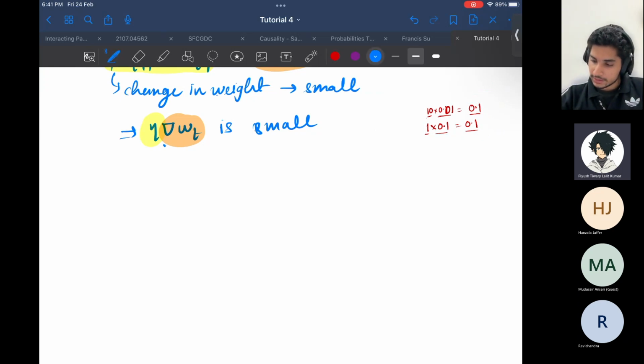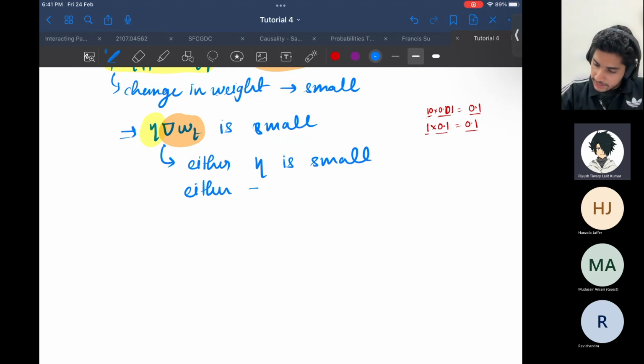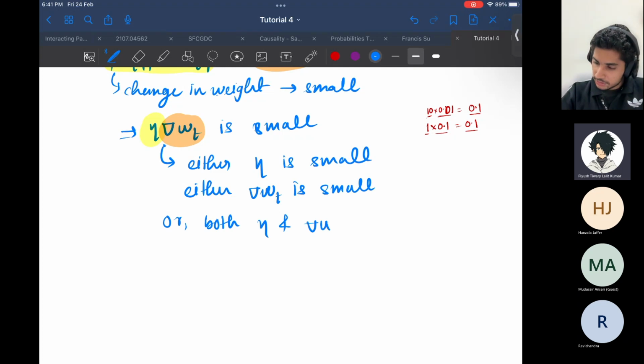So what are the possible cases? This implies that either eta is small, the first term is small, or gradient with respect to w_t is small, or both eta and gradient with respect to w_t are small. These are the only possible cases.